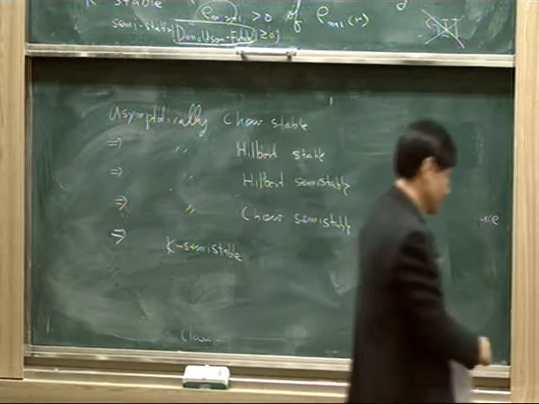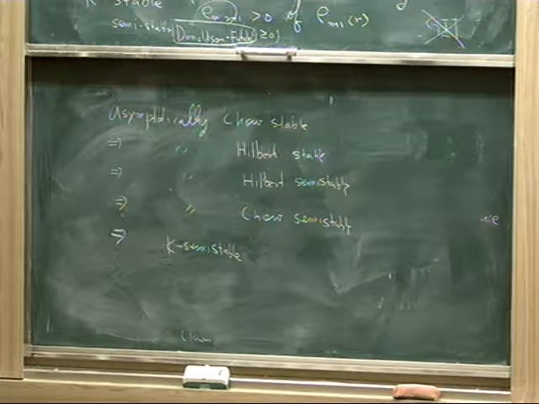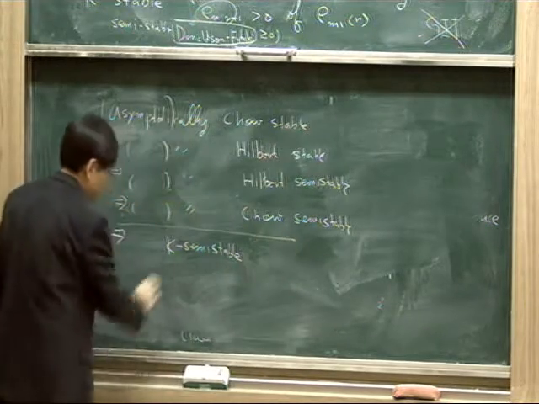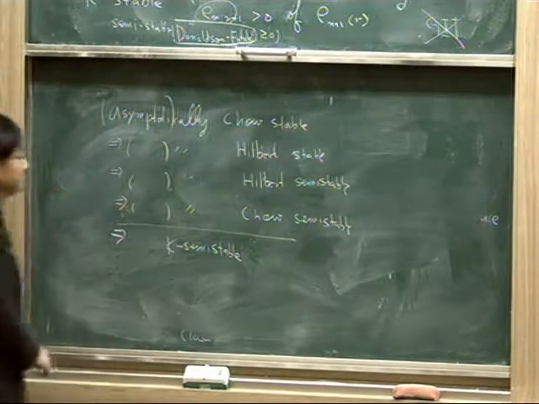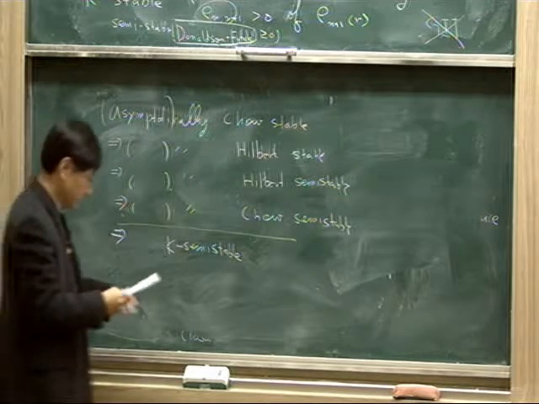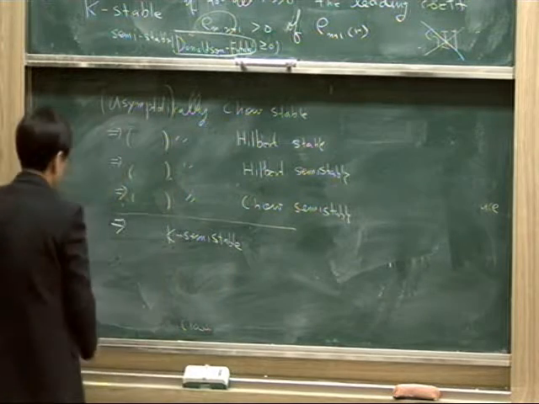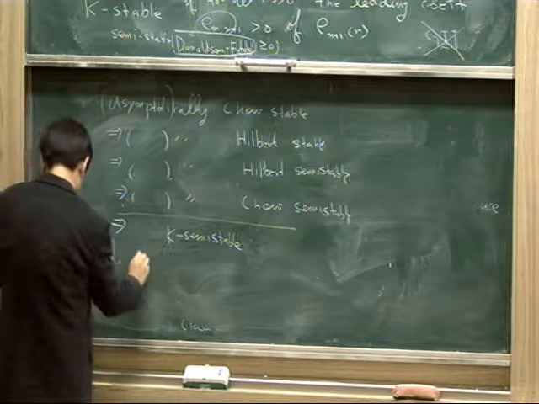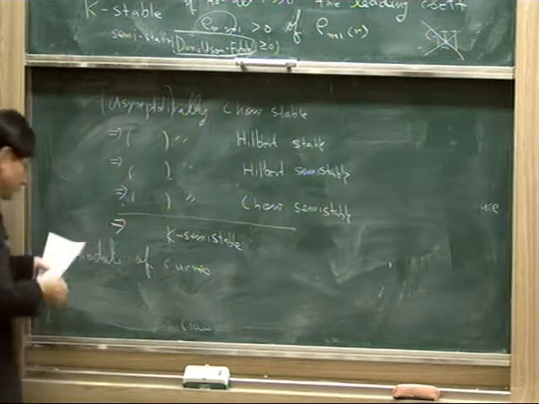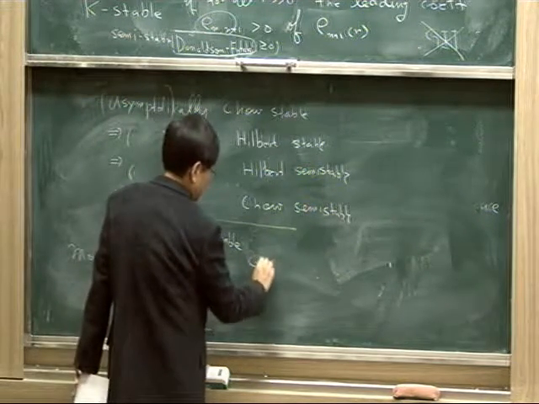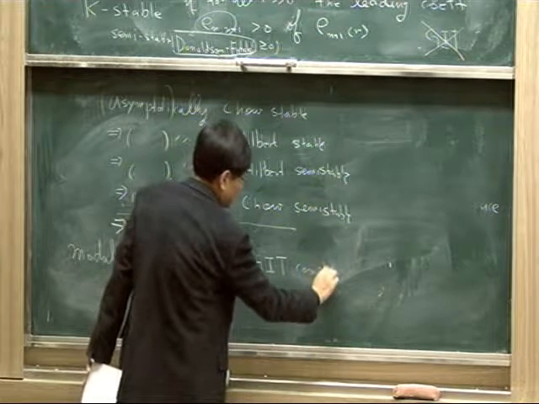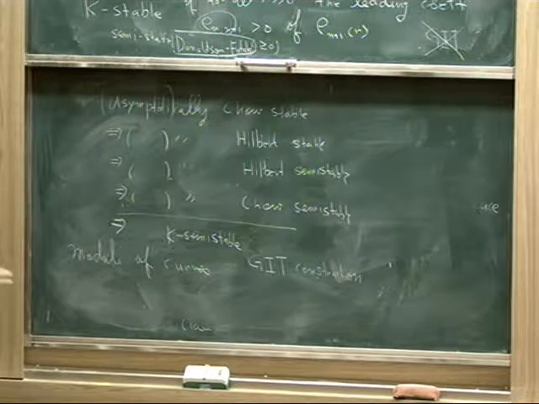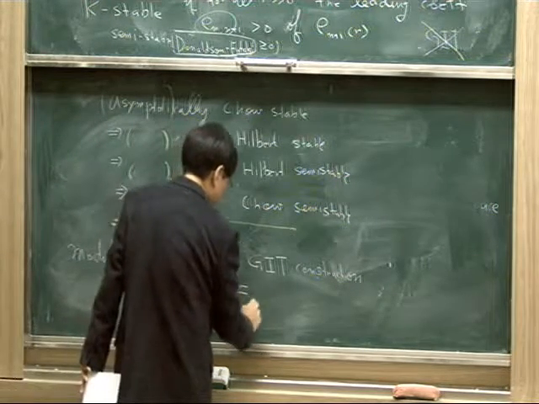Also, this is true if you delete the asymptotic. So you can delete asymptotic here, and it is true up to here. Because K-semi-stable is only defined asymptotically, this is also true. So there are some relations among these stabilities. Then for constructing this moduli of curves, using the GIT construction, maybe I will explain more details just a few minutes later. But the GIT construction is the same as the birational geometry construction.